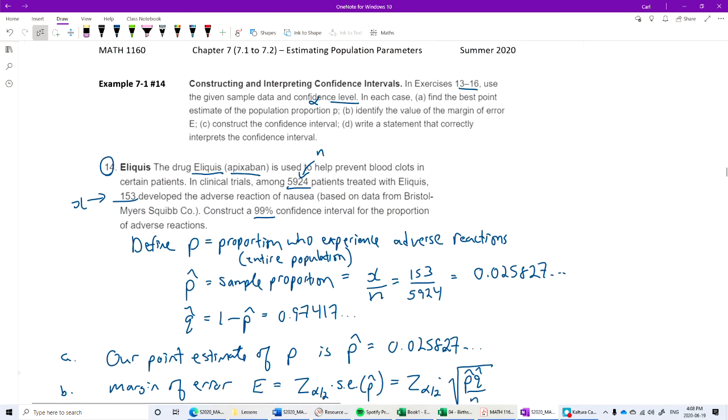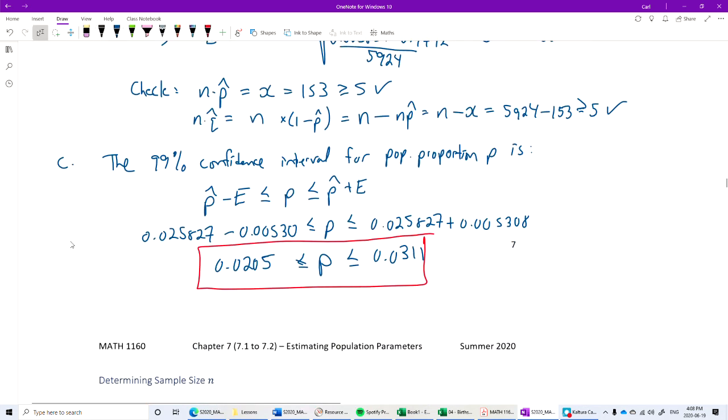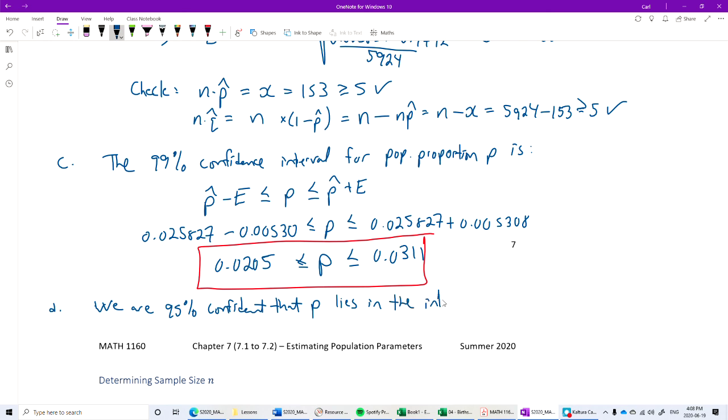Now, what's the final step? Write a statement that correctly interprets it. The interpretation is: if we follow the above procedure, we are 95% confident that P lies in the interval from 0.0205 to 0.0311. So that's an adequate answer.